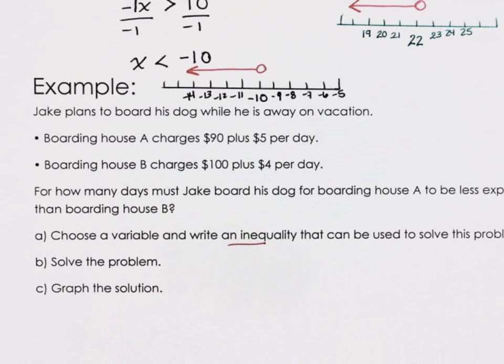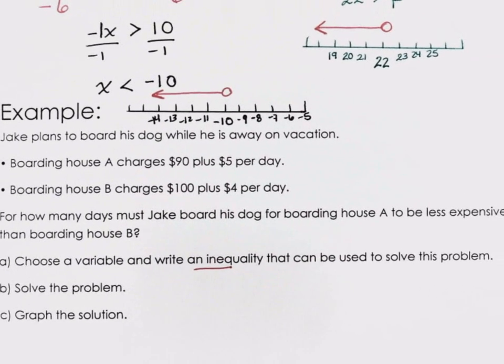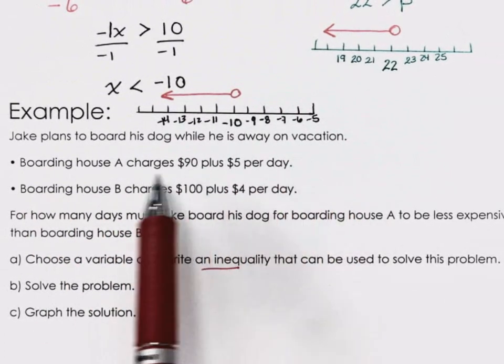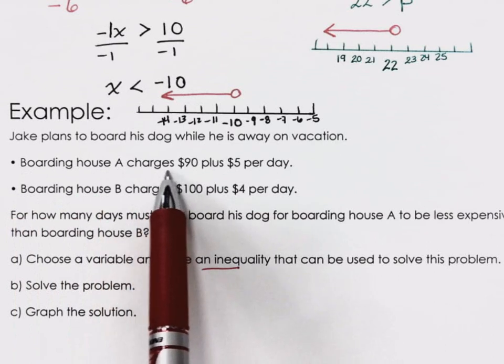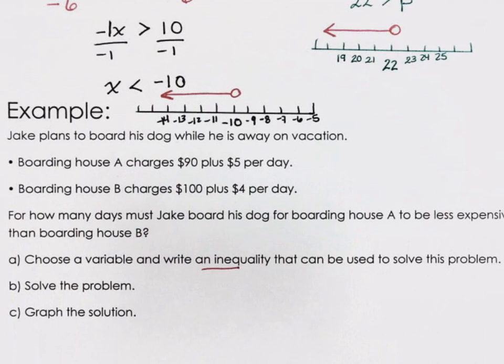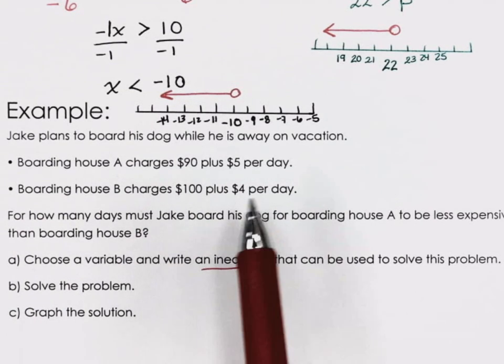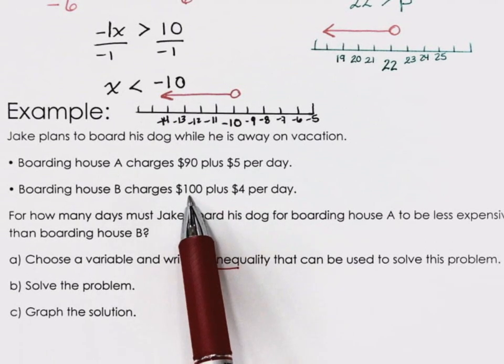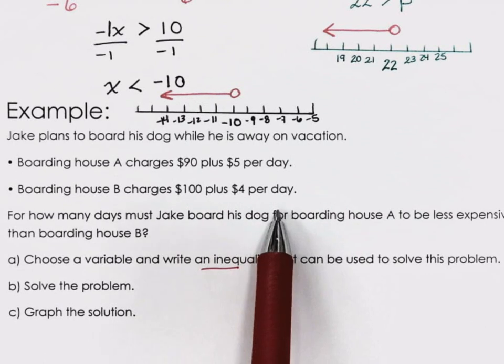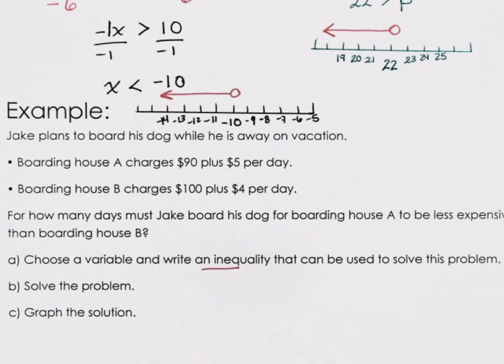All right, so we're looking at: Jake plans to board his dog while he's away on vacation. Boarding house A charges $90 plus $5 a day. So it's kind of like the taxi. B charges $100 flat rate, no matter if you stay or not, plus $4 each day. So you get charged a basic flat fee, and then you get charged a rate per day.